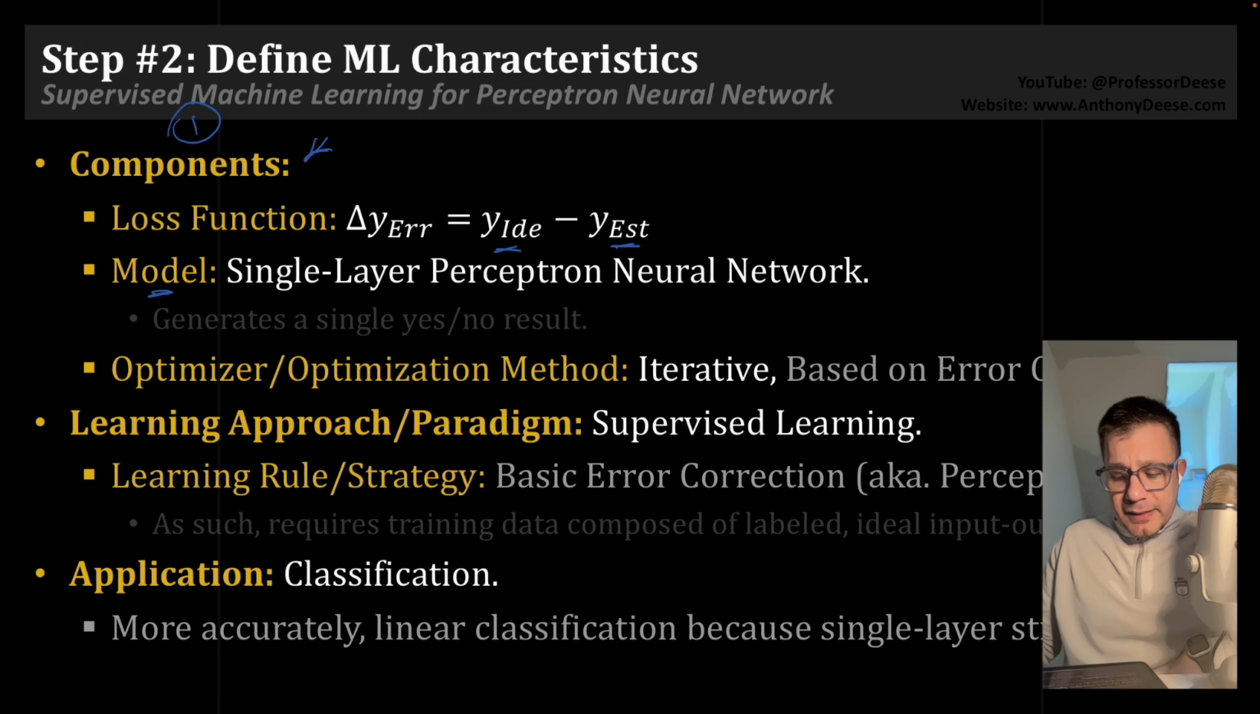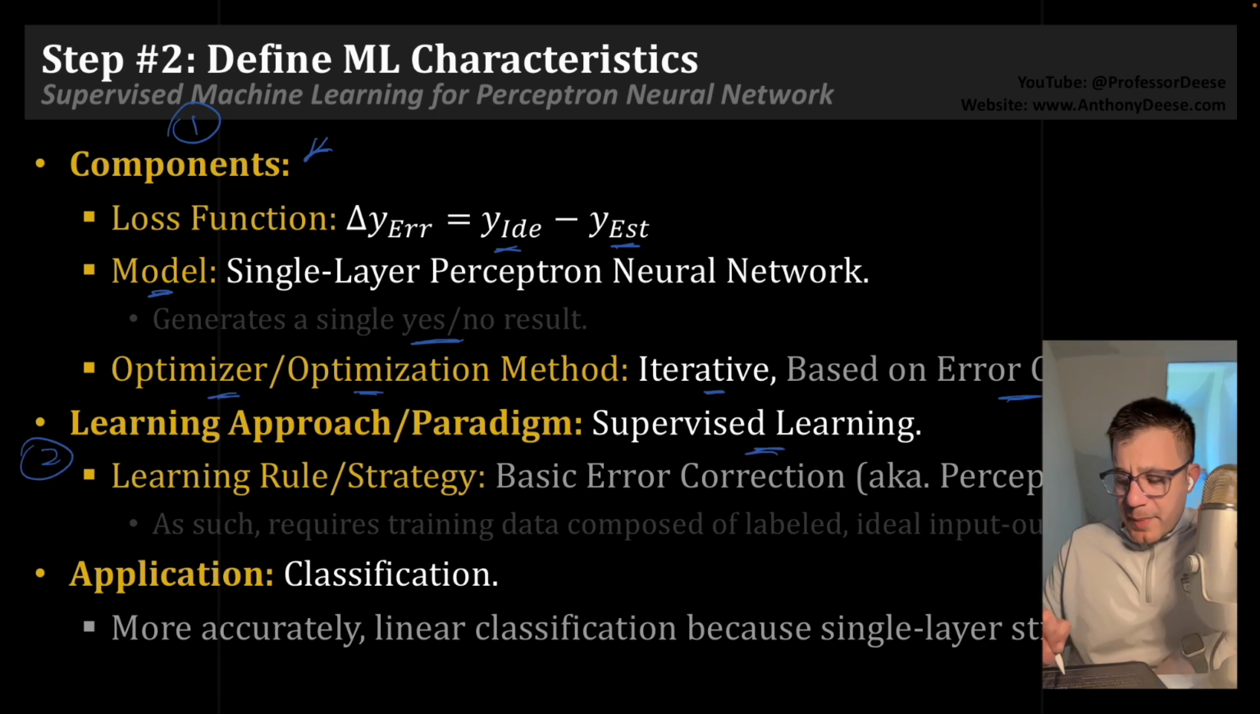The model is a single layer perceptron neural network. We're going to show a diagram for that in a second. It generates a single yes/no result. And the learning rule or strategy will be the basic error correction, aka perceptron learning rule. So as such, this requires training data composed of labeled ideal input-output pairs.